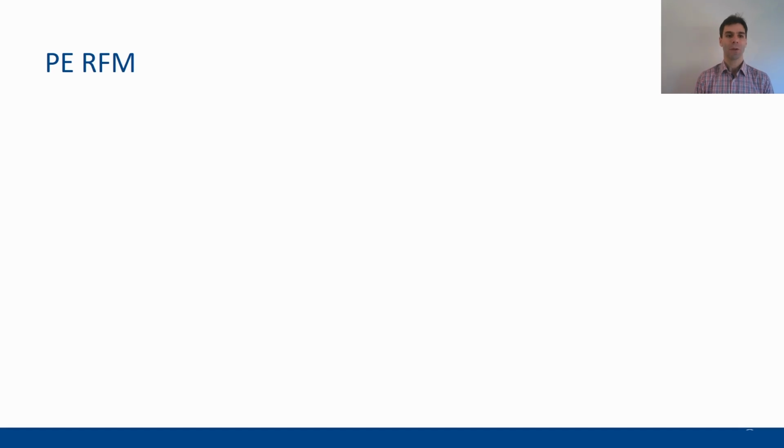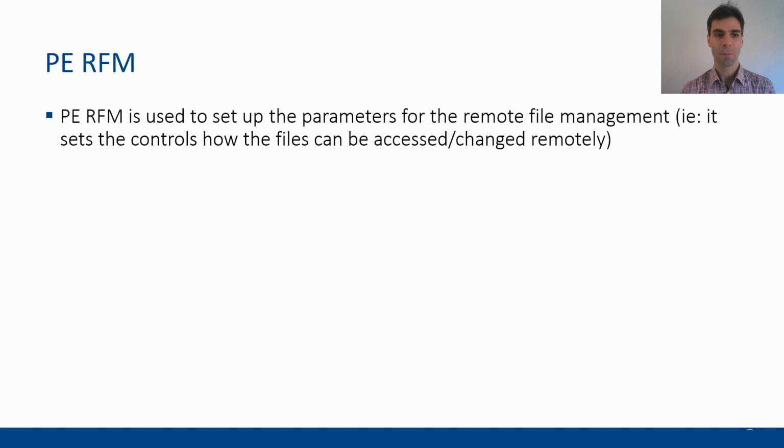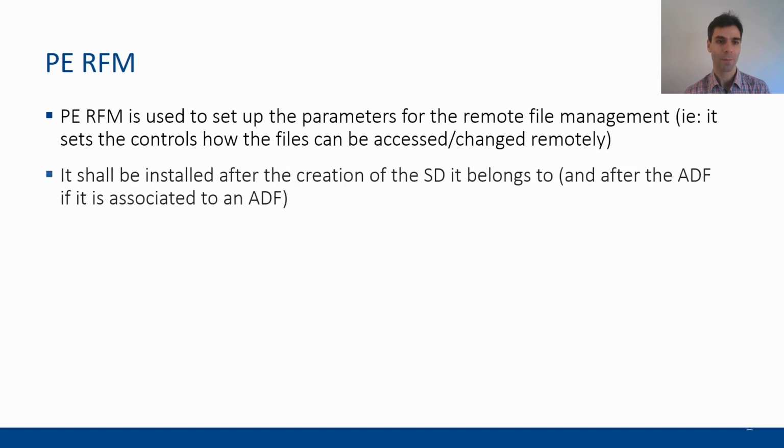And then after the PE application, we will look at the PE RFM, which is PE for the remote file management. This PE is used to set up parameters for the remote file management, so it controls how the files can be accessed or changed remotely. It shall be installed after the creation of the SD it belongs to, or after the ADF if it is associated also to an ADF.